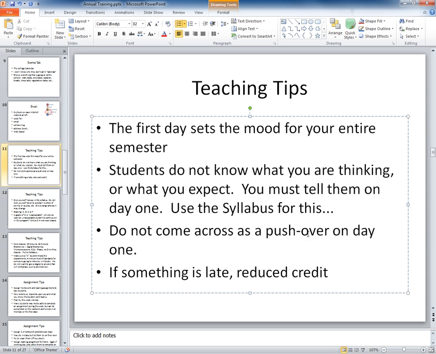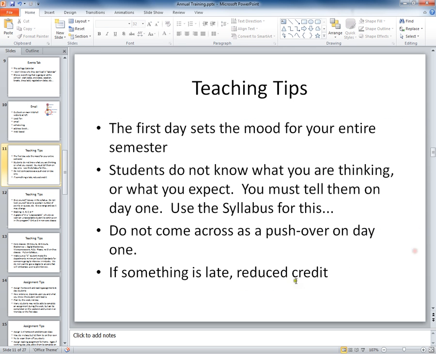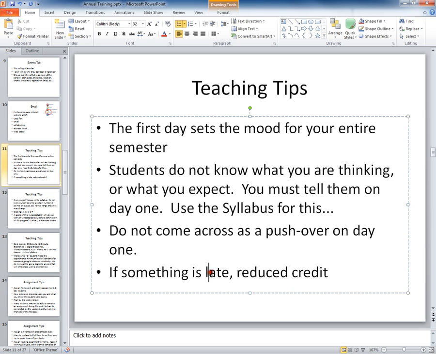Don't come across as a pushover on day one. You would rather come off strong and mean, and then you can lighten up later, but don't come across as a pushover. Don't come across like, oh, you can turn your homework in anytime you want, because they will take advantage of you and you will regret it. If something's late, reduce the credit. Someone says, can I turn this in tomorrow? Sure, reduce credit. I was sick, reduce credit. You don't have to reduce a lot, depends on the situation.